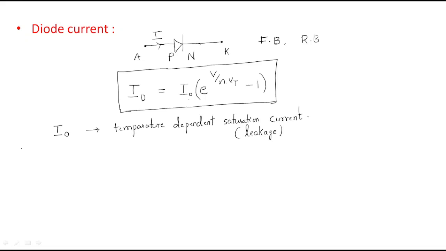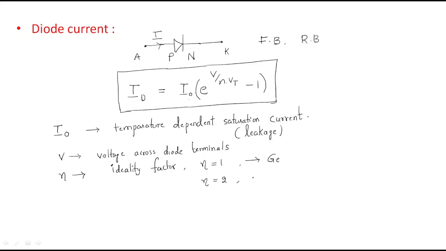Now V is the voltage across the diode terminals. Next, N or eta is the ideality factor. It represents how near the characteristics of the given diode are to those of an ideal diode. It is generally represented with some number. This ideality factor equals 1 for germanium, and equals 2 for silicon.